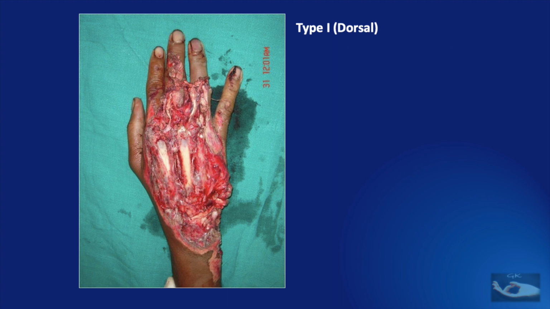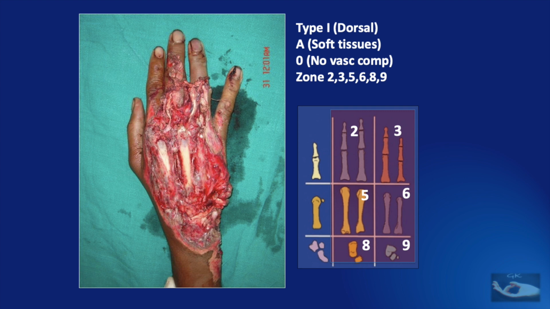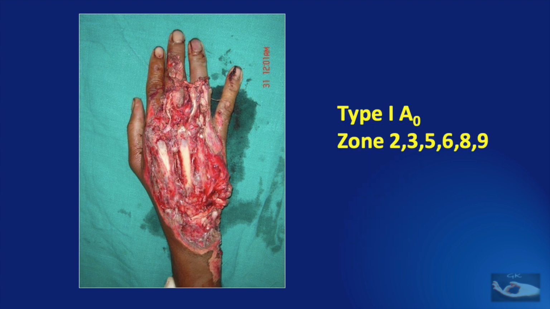In this injury, it is a type 1 mutilation because it is involving the dorsum of the hand. It is a type A mutilation because it involves only the soft tissues. It is a type 0 mutilation because there is no vascular compromise, and the zones involved are 2, 3, 5, 6, 8 and 9. So this would be the complete diagnosis of this mutilating injury according to the tic-tac-toe classification.